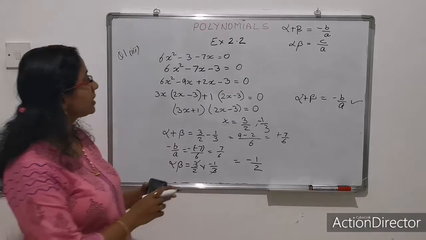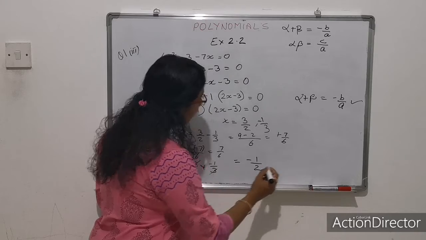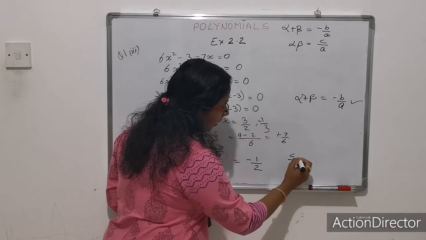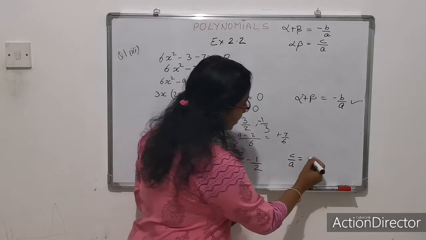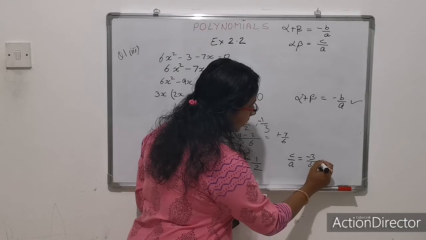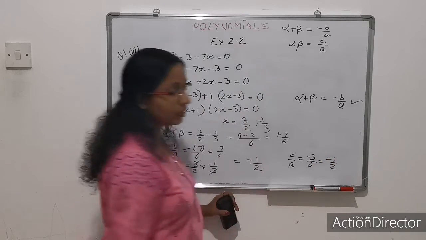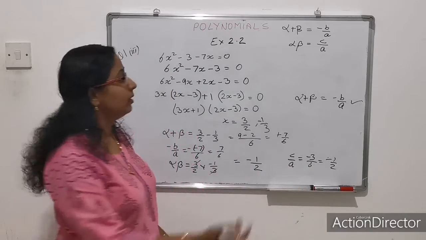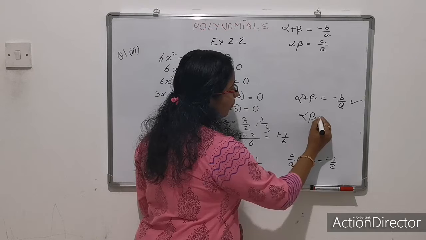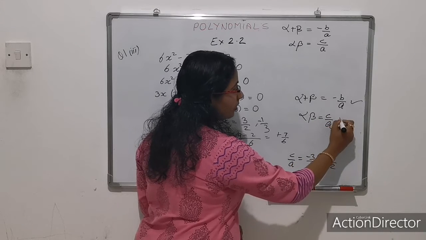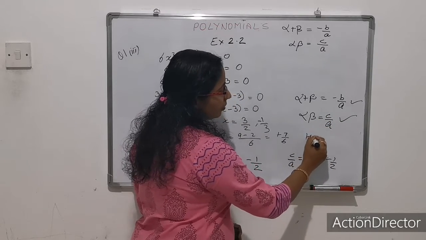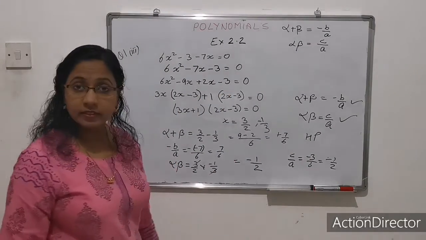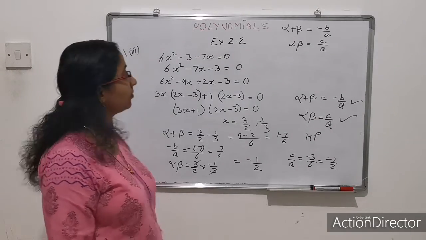Now what is this? Let's check. What is this? C by A. C by A is minus 3 by 6. That is minus 1 by 2. Right? So this minus 1 by 2, this minus 1 by 2 is same. So alpha beta is equal to C by A. This is also verified, hence proved or verified. Okay? Clear? Shall we go to the next question?